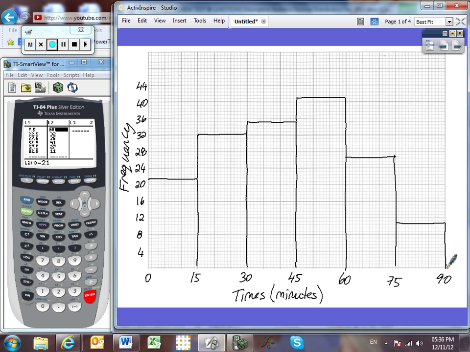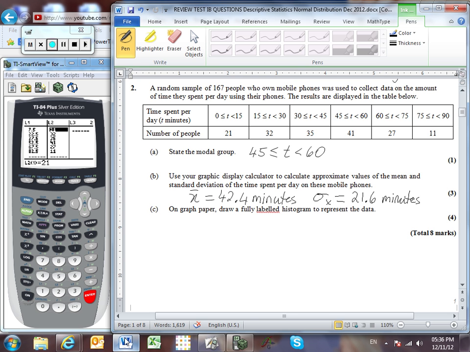And that would be sufficient. If you really wanted, I suppose you could color in these bars, but that's not actually necessary. Okay? Let's move on to question number 3.